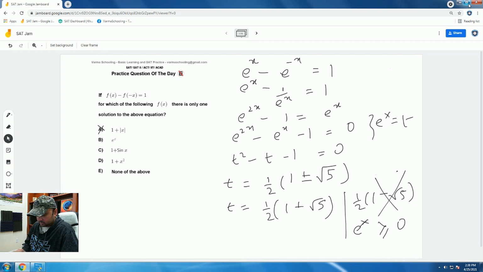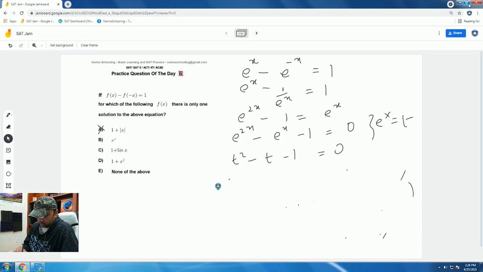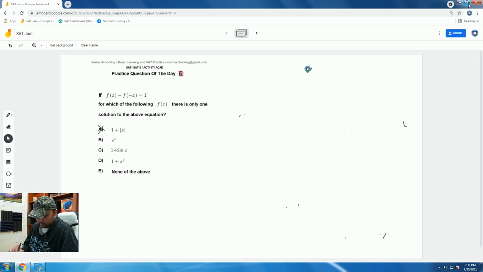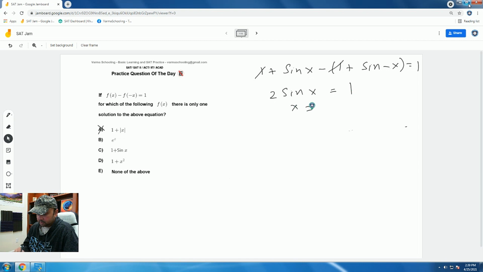1 plus sine x. What does that do? So we do 1 plus sine x and then minus 1 plus sine of minus x, equals 1. Sine of minus x is minus sine x. So then this identity will change into, 1 will cancel out, minus minus sine x, this will become 2 sine x equals 1. So x equals 30 degrees.